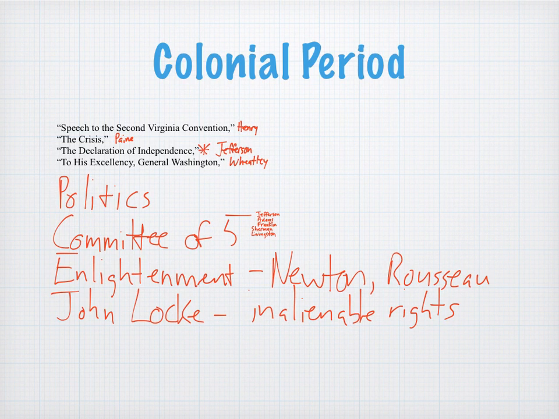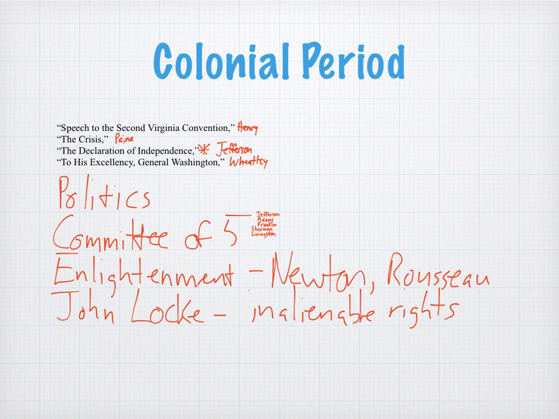Moving on then into the colonial period, so now we're talking about the mid-1700s through 1770s into the 1780s when we have the Revolution. So the works I have here: The Speech of the Second Virginia Convention by Patrick Henry, The Crisis #1 by Thomas Paine, The Declaration of Independence by Thomas Jefferson.